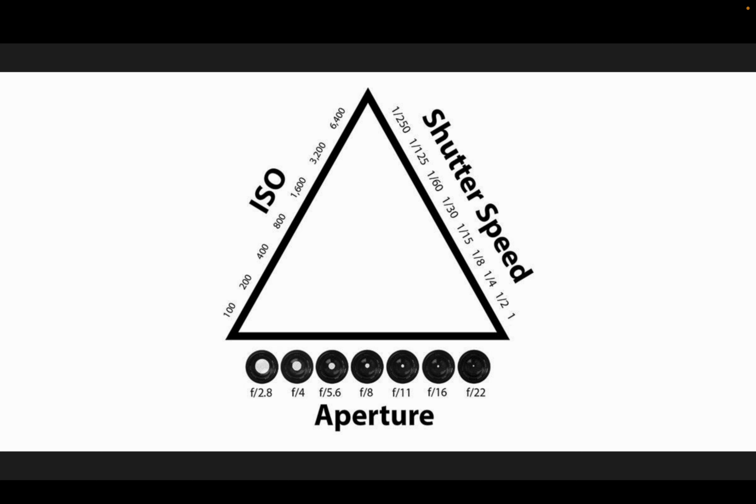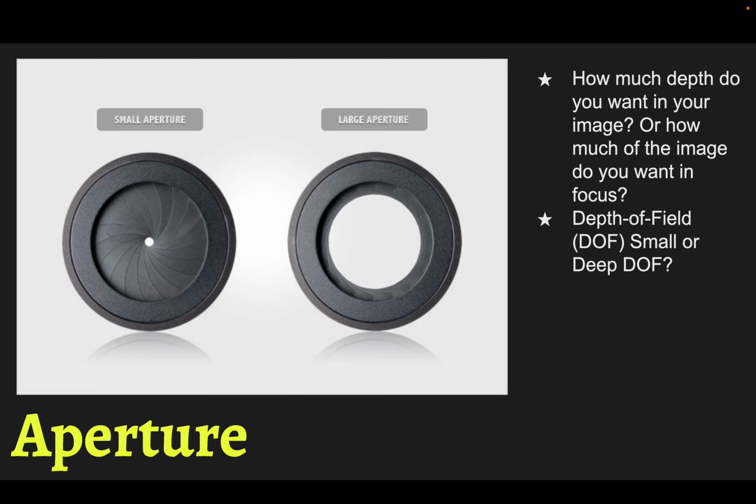So the trifecta, the exposure triangle, is made up of ISO, aperture, and shutter speed, and that's what we're going to be talking about next. So aperture: this is the difference between a small aperture and a large aperture. Visually, this is your lens closing down, giving you a small aperture versus a large aperture, and those will create different looks in your photo. One is letting in more light and one is letting in less. A smaller aperture will let in less light, a larger aperture will let in more light.